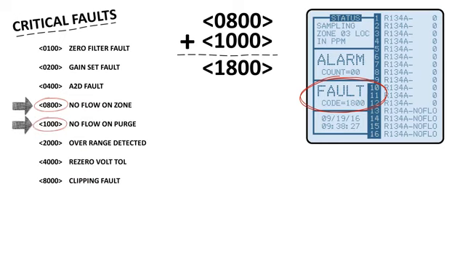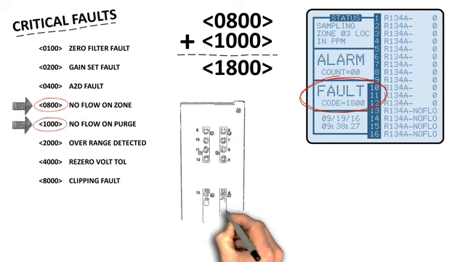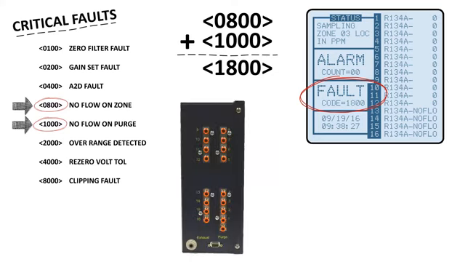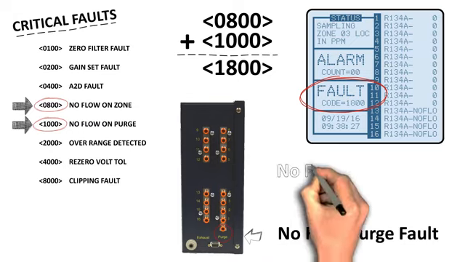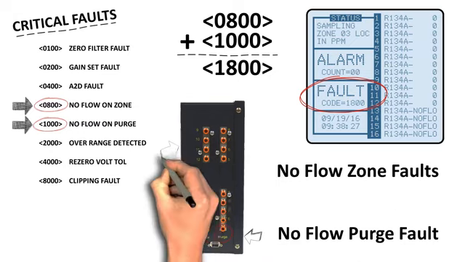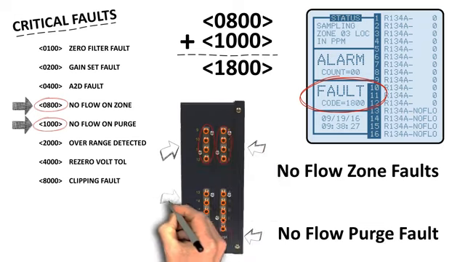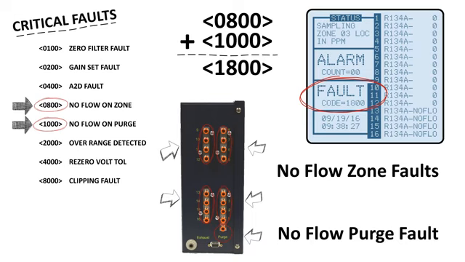The 1000 fault is a no-flow on purge fault, indicating a blockage detected in the purge line. That's the line used to draw clean, fresh air into the system. No-flow zone and purge line faults are some of the most common faults that users may experience. They may appear individually or together. I'll show you how to troubleshoot both, but your MZ may only have one or the other.